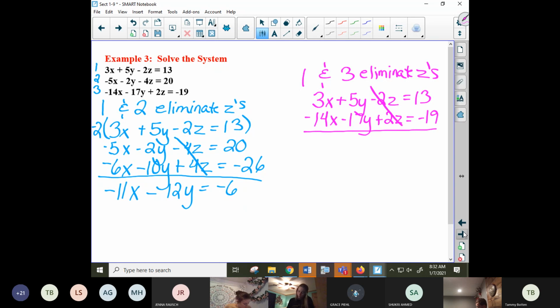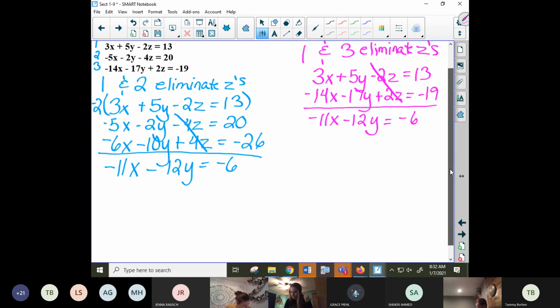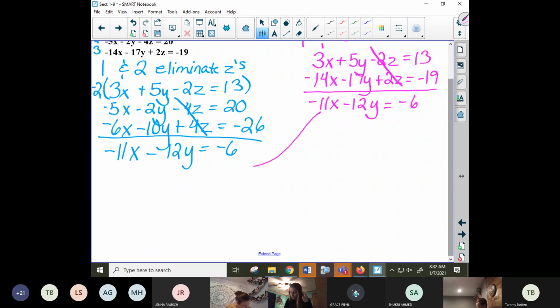So 3x minus 14x is negative 11x. 5y minus 17y is minus 12y. And 13 minus 19 is minus 6. Okay? So now I'm going to bring this down here, and I have negative 11x minus 12y equals negative 6.